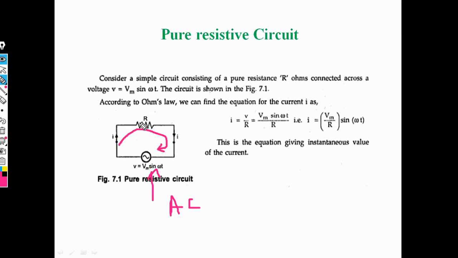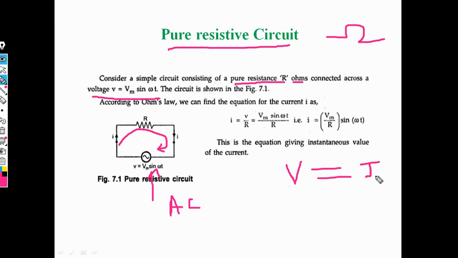This is R, the pure resistive circuit, and this resistance is measured in ohm. This pure resistance R is connected across voltage V equal to Vm sin omega t. Then according to Ohm's law, the formula is V equal to IR. Then rearranging the equation for current, I equal to V by R.